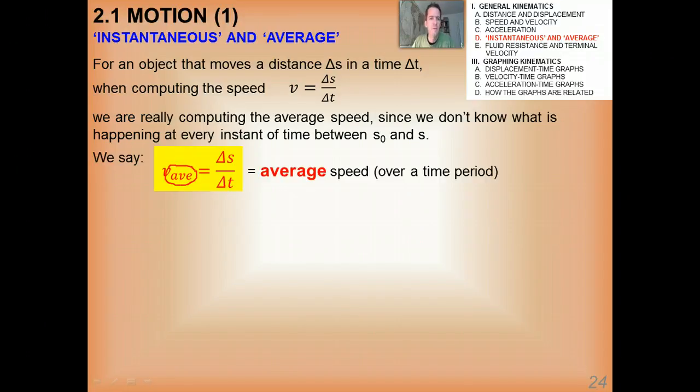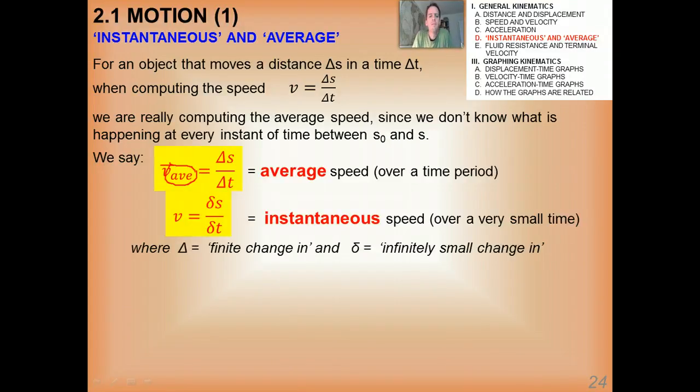Now, you could also do v with a little bar over it, but I usually don't do this because it gets a little bit confusing with the bar and the vector, which makes it velocity. So you just want to be really careful about that. Generally, I use the subscript AVE, and that's the average speed over a time period. Again, average speed is the total distance over the total time.